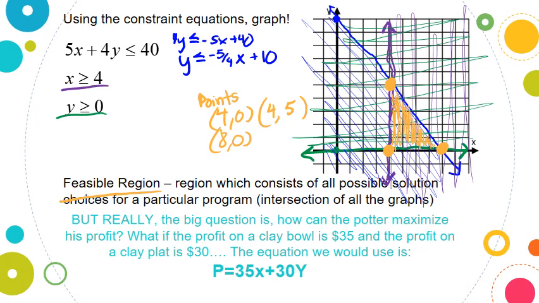It's an option, okay? But really the big question is, how can I maximize my profit? When we're talking business, that's the whole point, right? We want to make some money. So if the profit of a clay bowl is $35 and the profit of a clay plate is $30, the equation we would use would be 35 times x plus 30 times y would give me my profit. So that makes sense, right? $35 per bowl, $30 per plate would give me a profit. Yes, there's a spelling error there, sorry. Would give me my profit, okay?